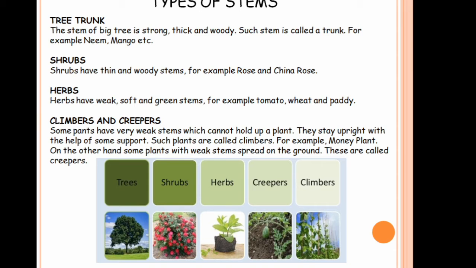Climbers and creepers. Some plants have very weak stems which cannot hold up a plant. They stay upright with the help of some support. Such plants are called climbers. For example, money plant. On the other hand, some plants with weak stems spread on the ground. These are called creepers.